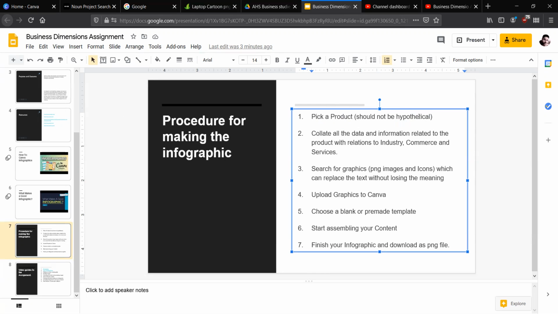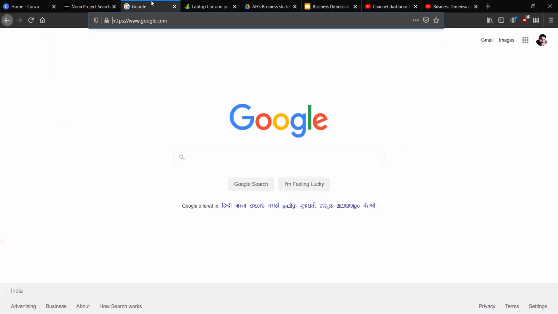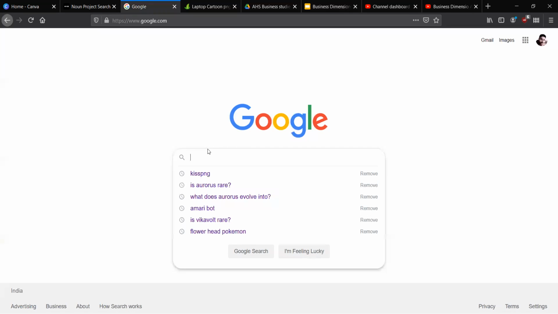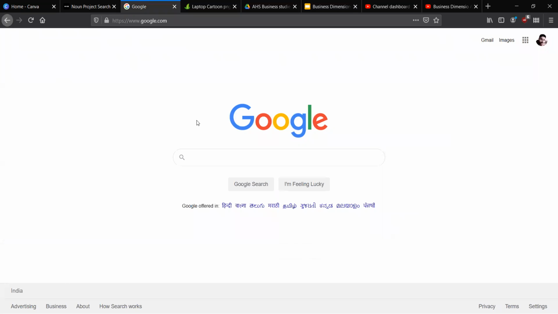So, I want to make a cell phone. This is how it's going to be. That's hypothetical. It does not exist. Instead of, I want to make a cell phone, you should be choosing a cell phone that actually exists in the market now. Again, go to Google, and instead of choosing, for example, Samsung, choose a very specific product from Samsung.